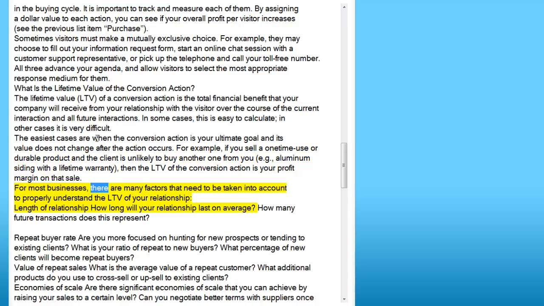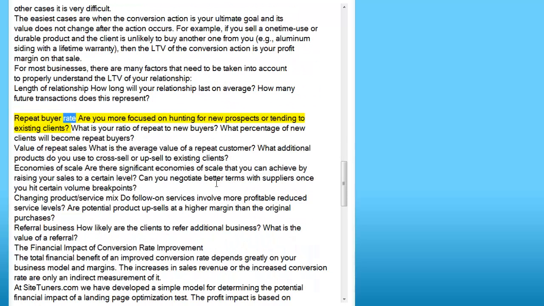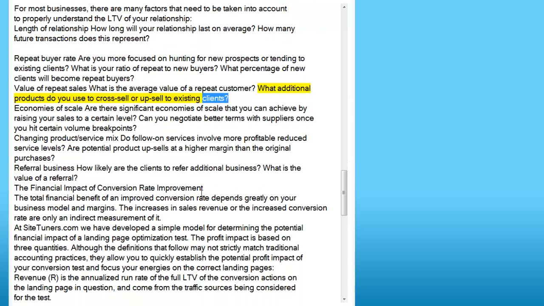For most businesses, there are many factors that need to be taken into account to properly understand the LTV of your relationship. Length of relationship. How long will your relationship last on average? How many future transactions does this represent? Repeat buyer rate. Are you more focused on hunting for new prospects or tending to existing clients? What is your ratio of repeat to new buyers? What percentage of new clients will become repeat buyers? Value of repeat sales. What is the average value of a repeat customer? What additional products do you use to cross-sell or upsell to existing clients?